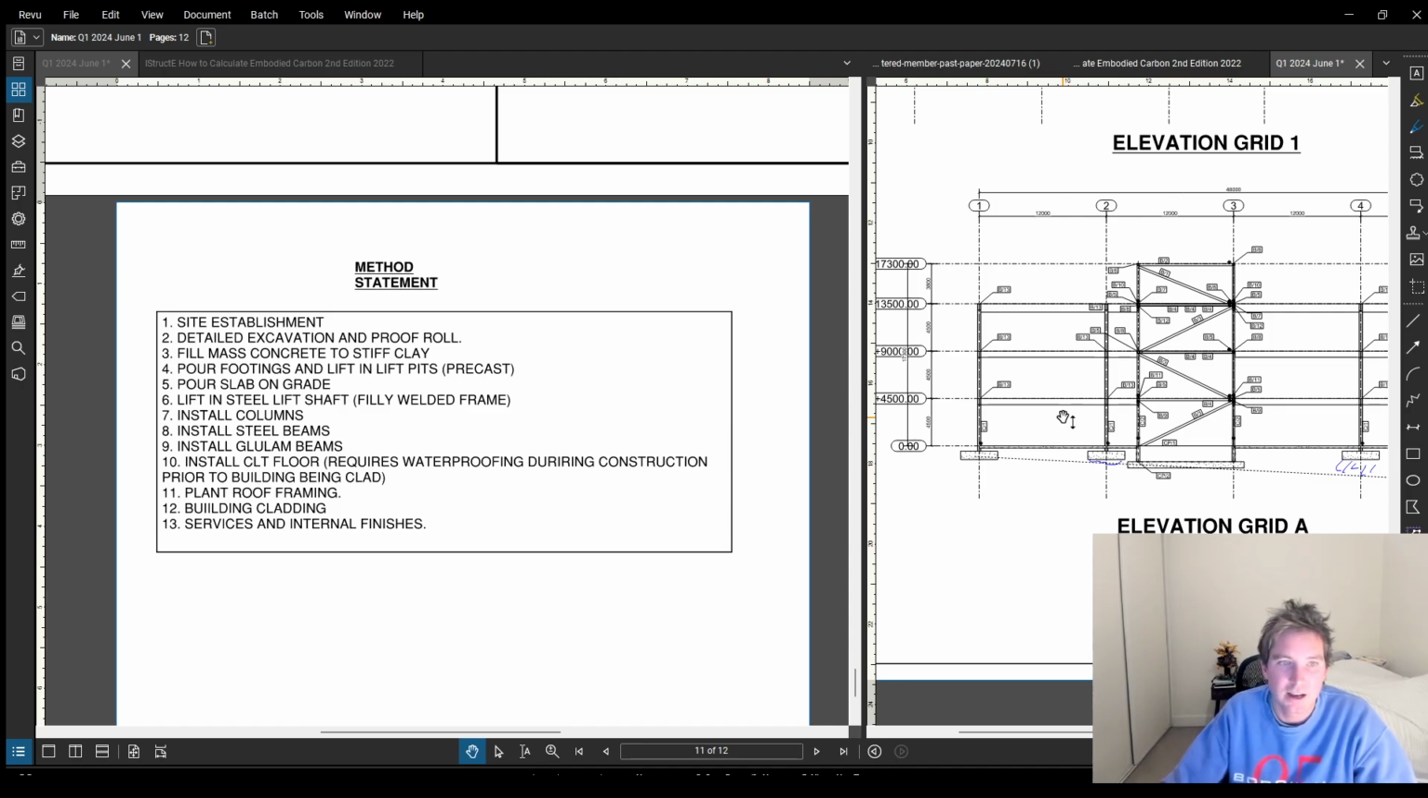Then I've got my plant roof framing. Then finally the things us as structural engineers, we don't get too caught up in the details of, but obviously the building needs to be clad and then finished off with the internal services and finishes. So that's what I've got for section 2.